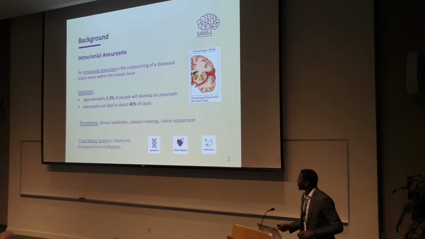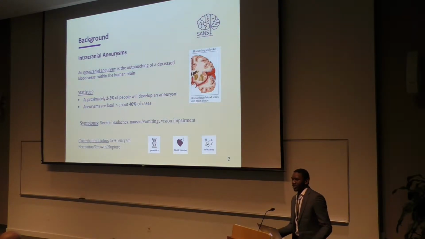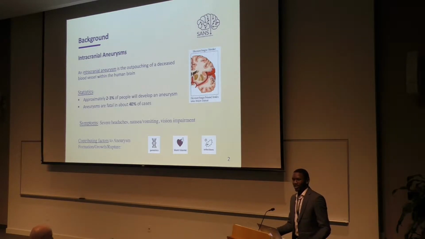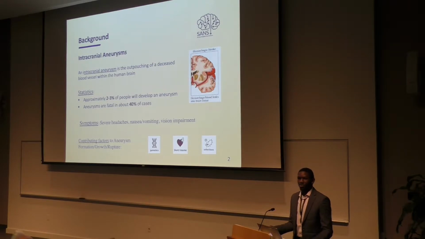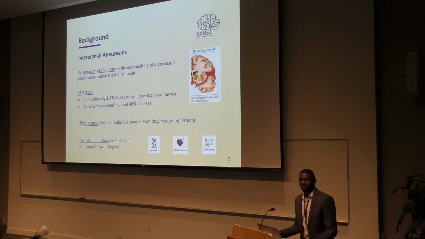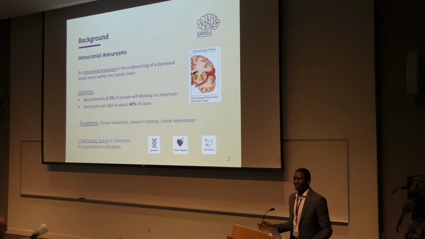So, brief background on intracranial aneurysms. An intracranial aneurysm is the outpouching of a diseased blood vessel within the brain, and a ruptured aneurysm can cause a hemorrhagic stroke, which may result in significant morbidity and mortality. Approximately 2 to 3% of the population will develop an intracranial aneurysm, and roughly 30,000 aneurysms will rupture on a yearly basis within the United States of America. Aneurysms are fatal in about 40% of cases, and out of everyone who survives, about 66% will suffer permanent or some type of neurological deficit.